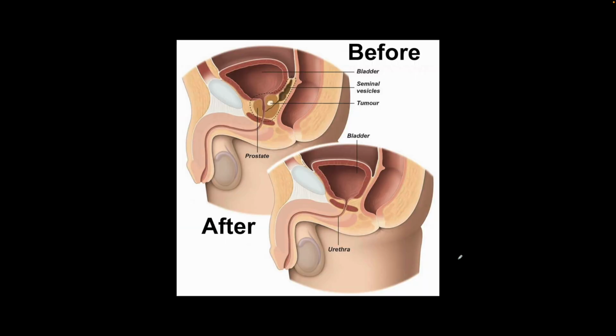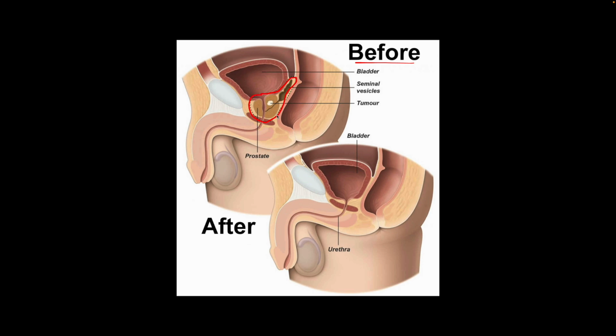And so this graphic reviews pre and post prostatectomy anatomy. So here on the image labeled before, we see the prostate with the tumor inside. We see the prostatic urethra, and we see the seminal vesicles. And after surgery, this dotted line is the part that has been removed at the time of prostatectomy.